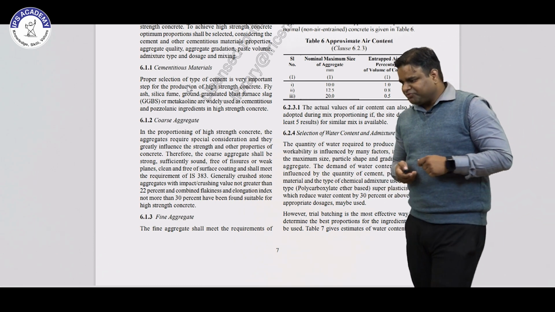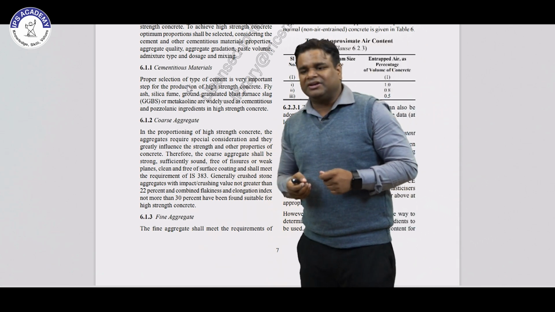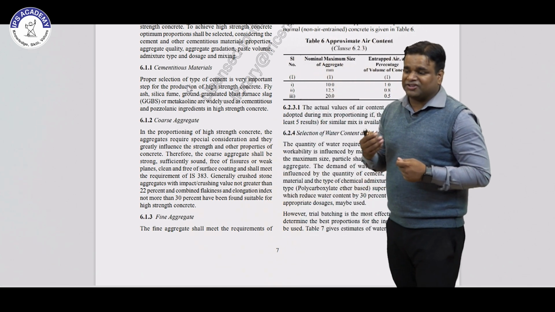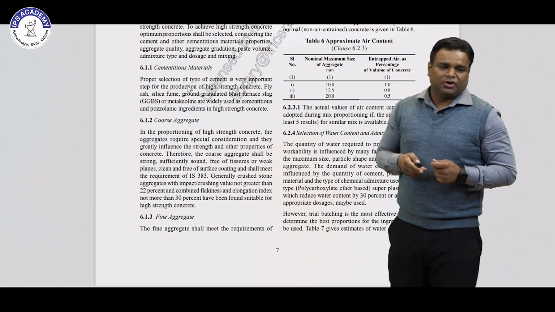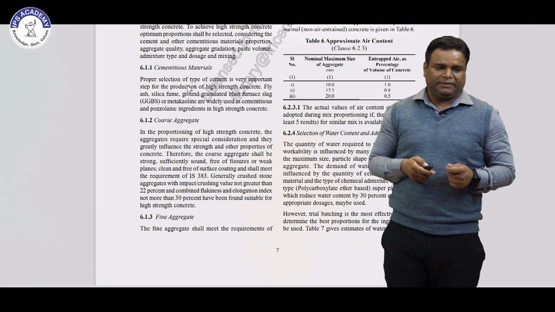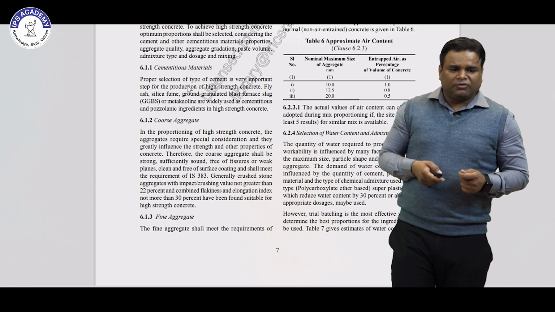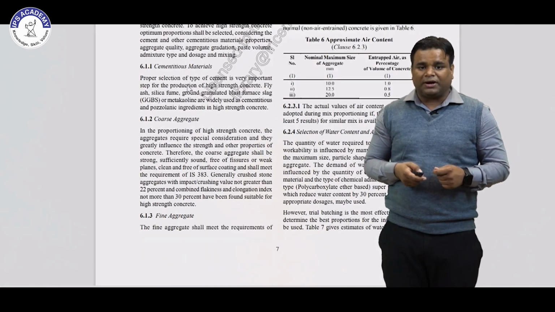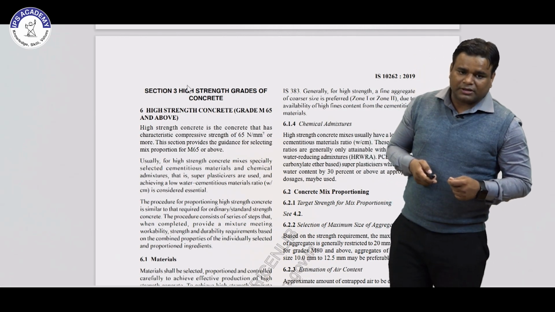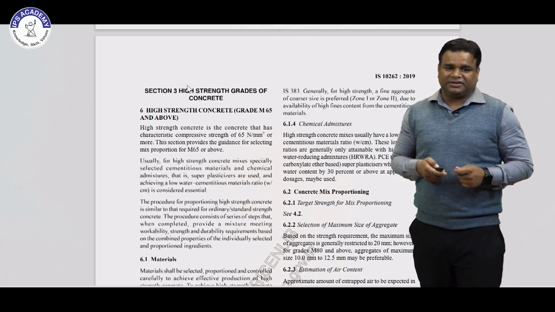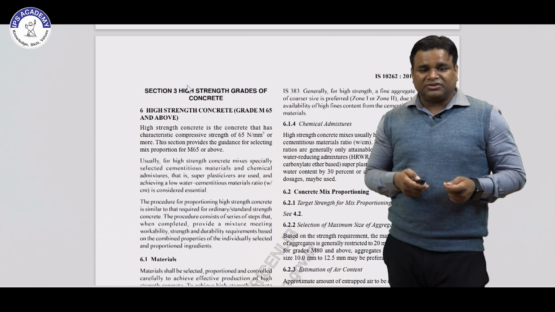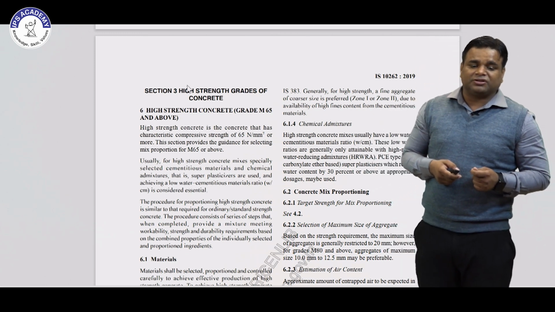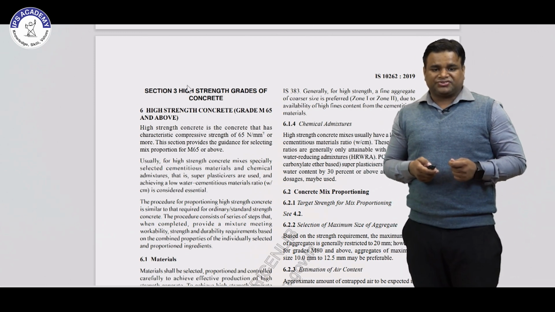The coarse aggregate for high strength concrete should be less than 20 mm. For getting higher strength we have to use 10 mm aggregate only. For high strength grades of concrete, the fine aggregate should also be as per IS 383. Then for high strength concrete we have to use chemical admixtures also, to get the highest strength.